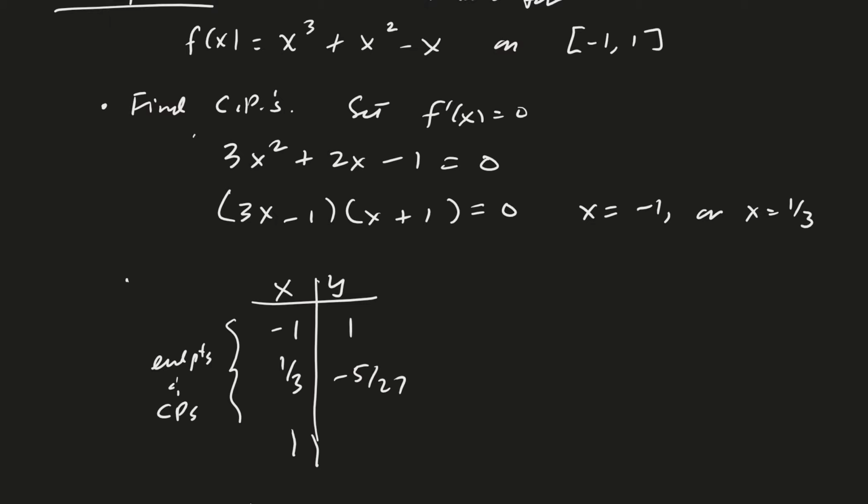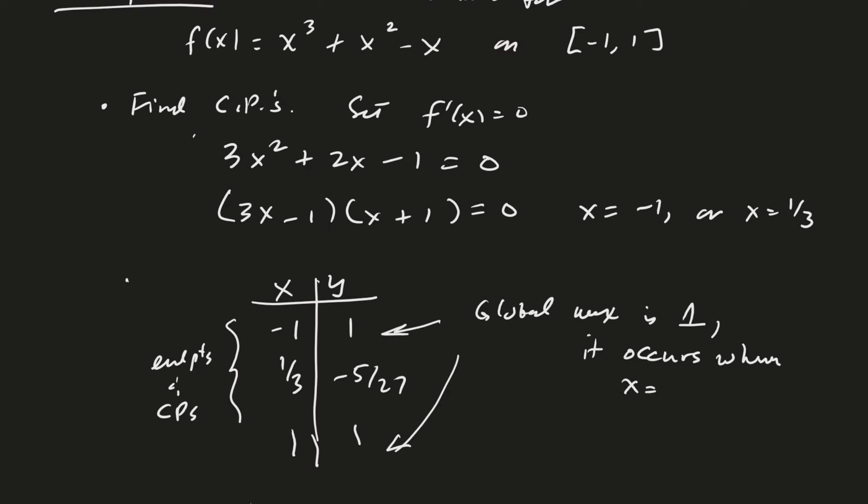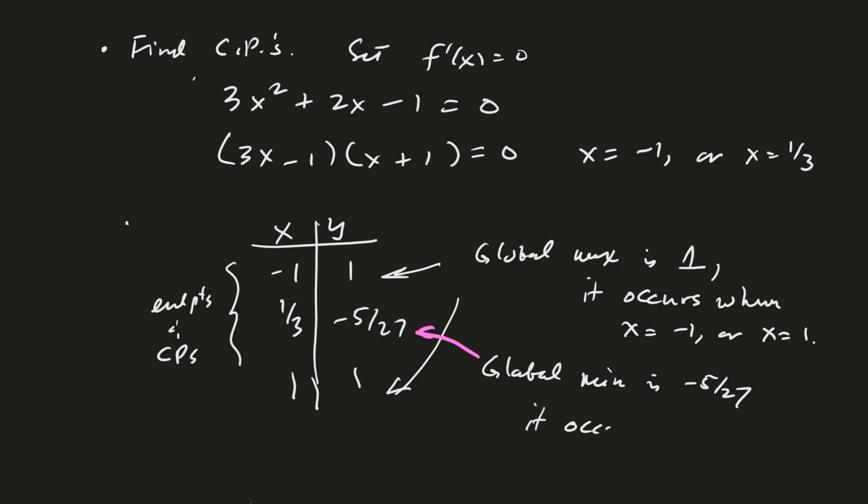And then if I plug in x equals 1, you can see it's 1 plus 1 minus 1, would be 1 again. And so therefore, it looks like the global max is 1, and it occurs when x equals -1 or x equals 1. The other extremum is at -5/27, and that is the global min. It is a y value, right? It occurs when x equals 1/3. Good.